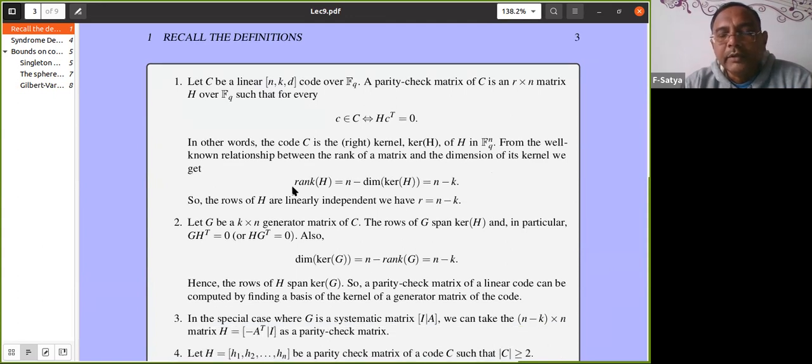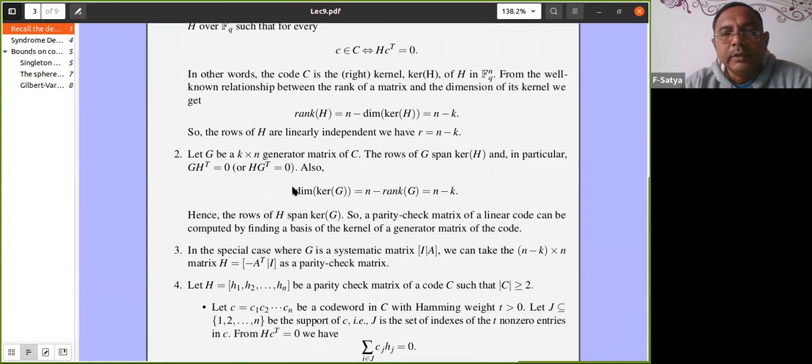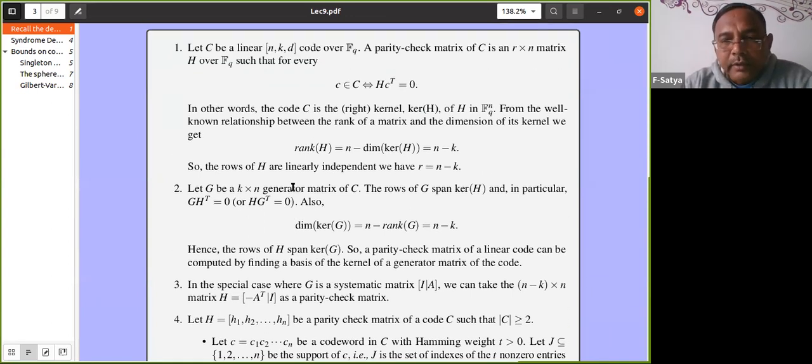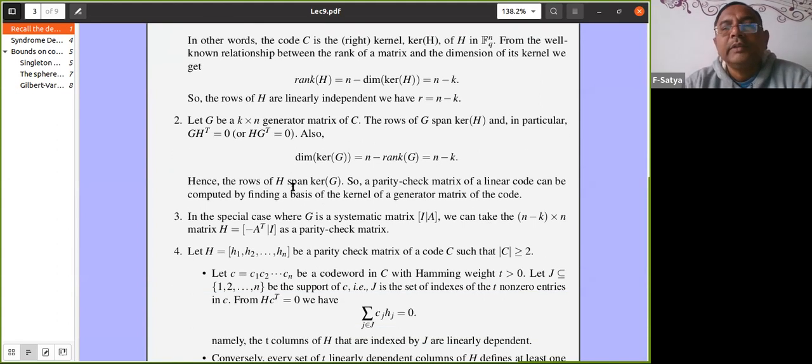And so you know the relationship: rank of H equals n minus the dimension of the kernel of H, so it is n minus k. So that is the r value. I'm just recalling these things, but I'm giving the proofs for these small facts again. Let G be a k cross n generator matrix of C. The rows of G span the kernel of H, right?